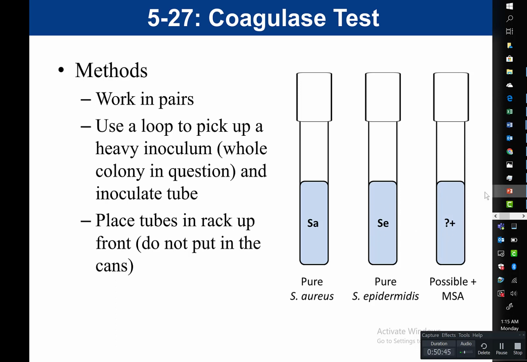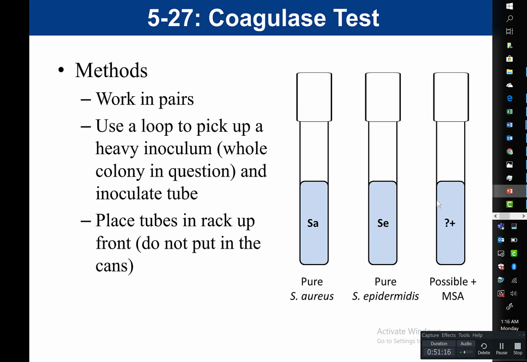And then any students that had a possible positive on their MSA, like that one colony I showed you, if you had your MSA plate and it had an isolated colony with yellow agar, you would use a sterile loop, pick up that colony in question, the one that we think is presumptive Staph aureus, and inoculate the rabbit plasma with that possible positive.